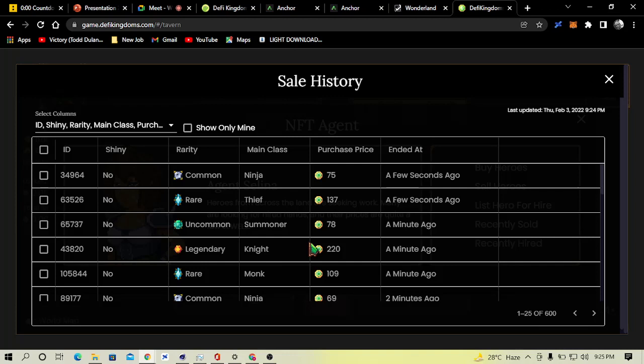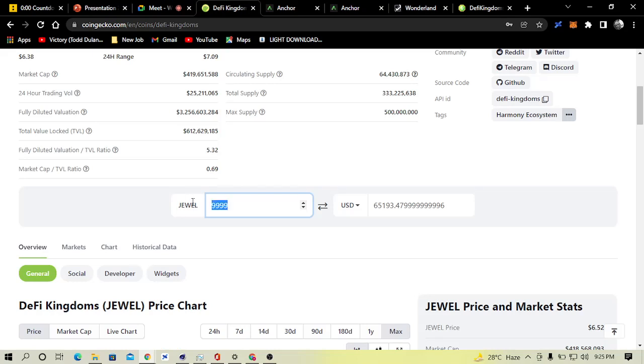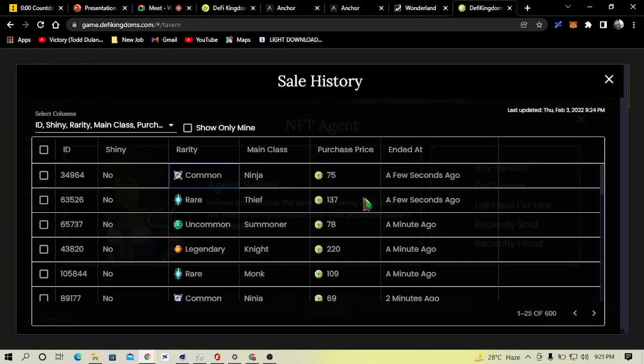Okay, see. A few seconds ago, it's not just that every second people are flipping NFTs on here too. You can see someone just bought this NFT of 75 jewel, which is about $480 right now. Someone just did that a few seconds ago. Someone just bought 100. So guys, people are flipping NFTs here also.